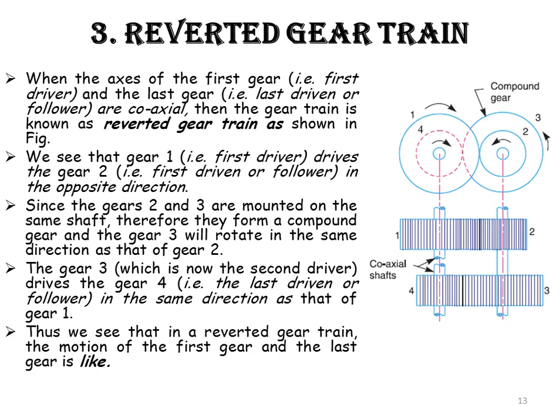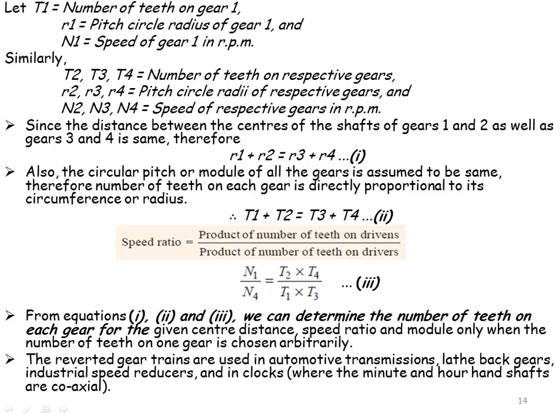First, gear 1 drives gear 2 in the opposite direction. So 1 and 2 are in opposite directions, 2 and 3 are in the same direction because of the same shaft, and gear 3 rotates in the same direction as gear 2, and then gear 3 drives gear 4 in the same direction as gear 1. So in this gear train, the first and the last gear have the same direction. So this is known as the reverted gear train.